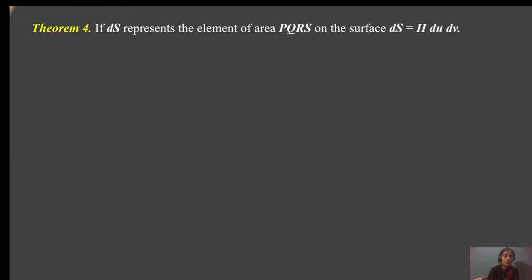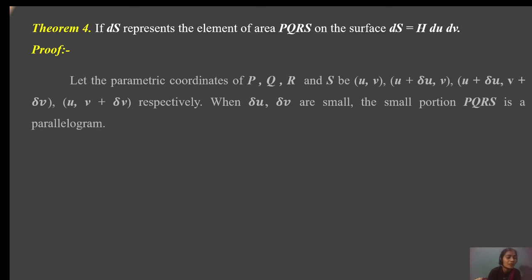Today we discuss Theorem 4. If dS represents the element of area PQRS on the surface, then dS equals H du dv. The proof considers the form of the elements of area.